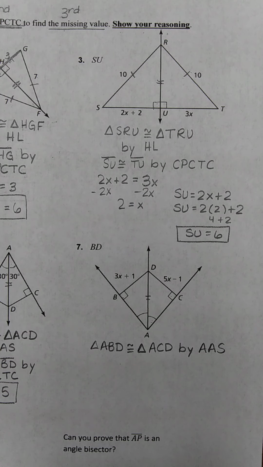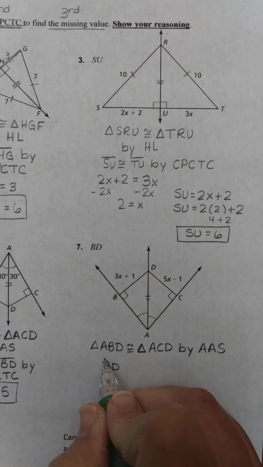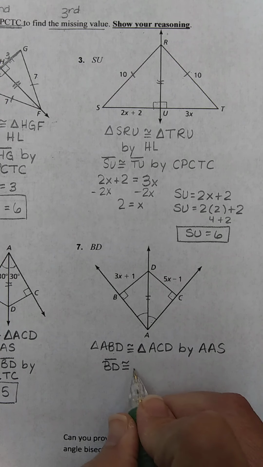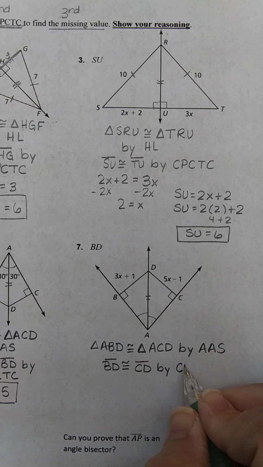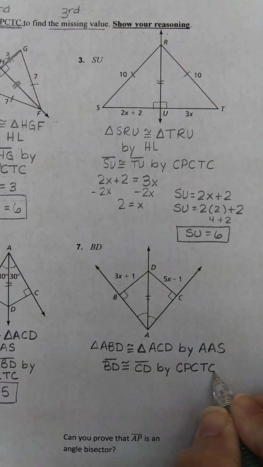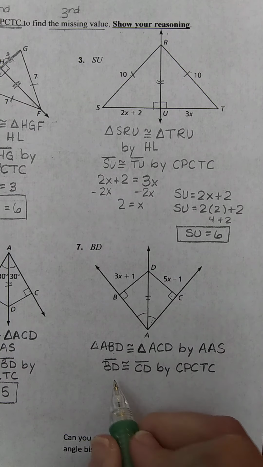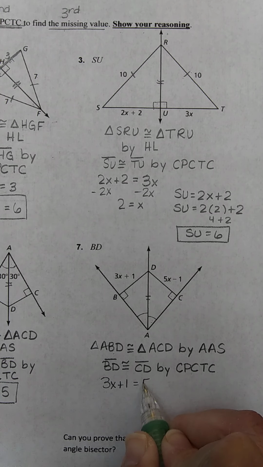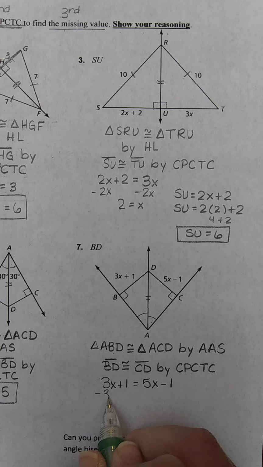And we're supposed to find the length of BD, so what would BD correspond with? BD will be congruent to last two letters, CD, because corresponding parts of congruent triangles are congruent. So I know that BD and CD have to be the same, so they each have expressions on them. That means that 3x plus 1 has to have the same value as 5x minus 1. So we'll solve that equation.